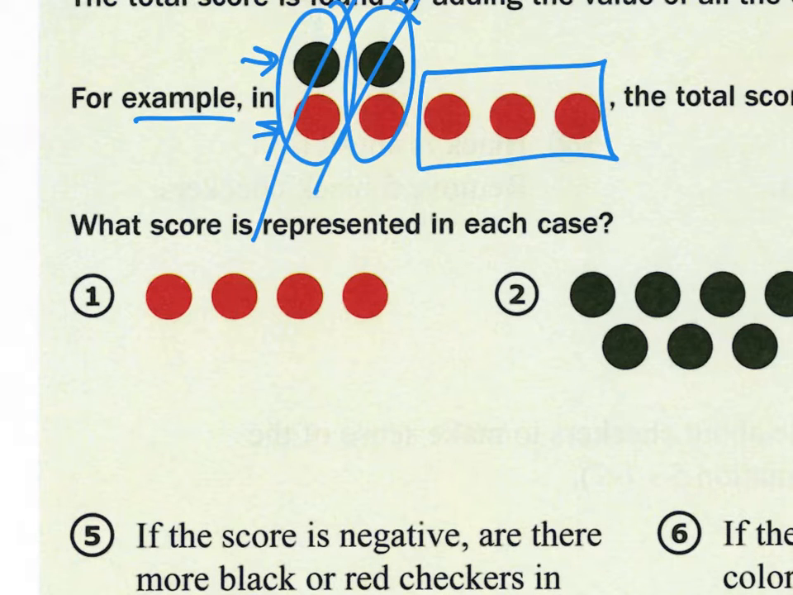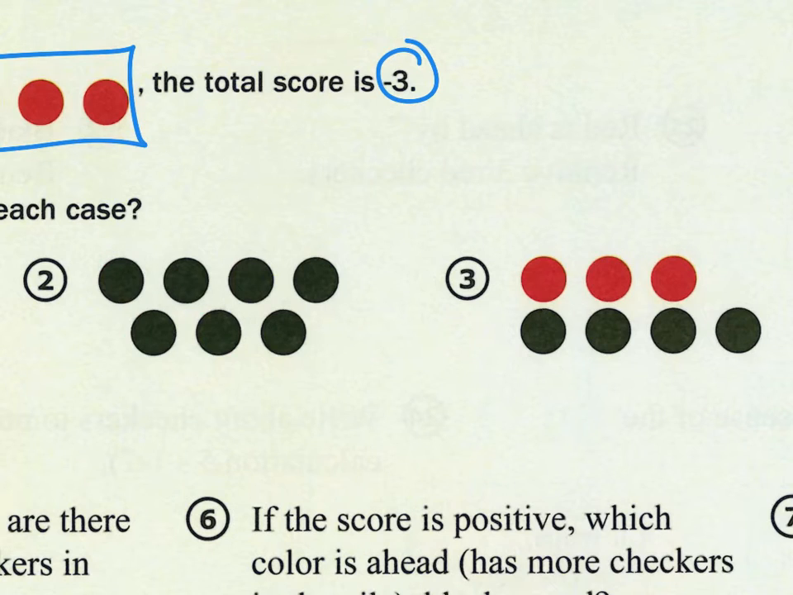So starting with number 1, we have 4 red checkers. Each one of those is -1. And so the total score here would be -4. In number 2, our total score would be +7 because there's 7 black checkers.